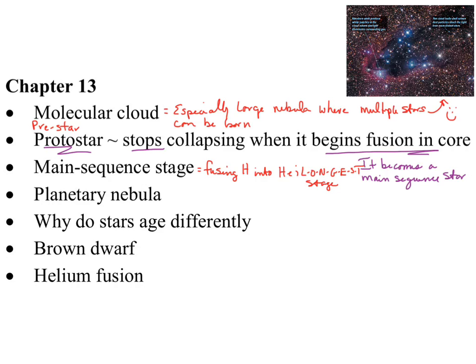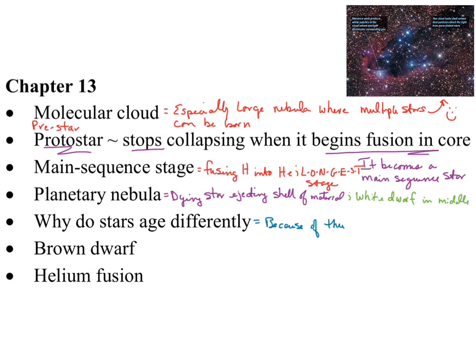And then planetary nebula is when the dying star ejects material into kind of like a shell. And I put in green, in a planetary nebula, somewhere lurking in there is a white dwarf. And then the reason that stars either blow up or turn into white dwarfs has to do with their mass, because of the different masses. The more massive the star is, the faster it's going to age.